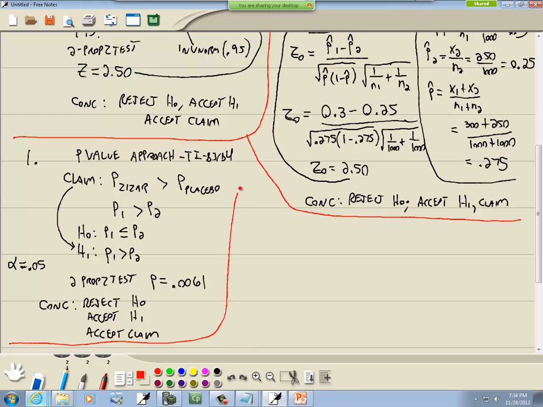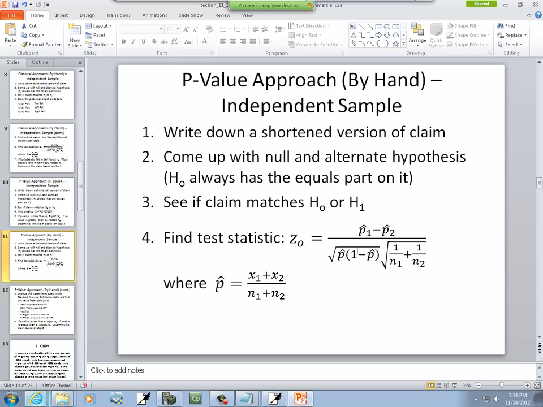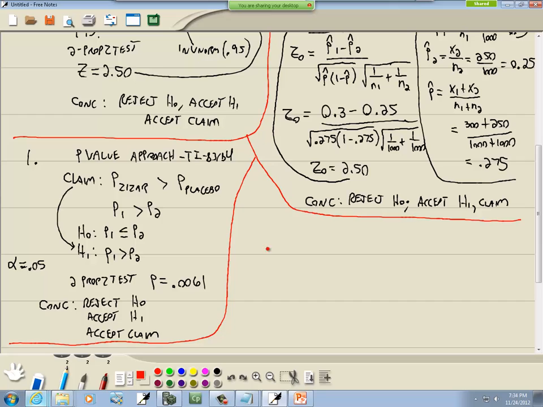P-value is pretty nice if you got technology to give you the p-value. Problem is when you don't have the technology to give you the p-value, sometimes it's a real pain to get that. Okay, part 4. Let's find the p-value using the p-value approach by hand.